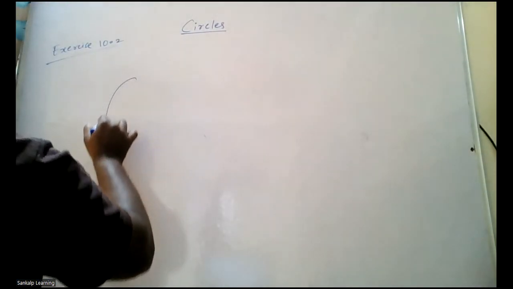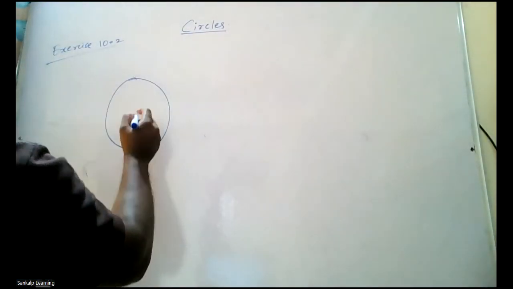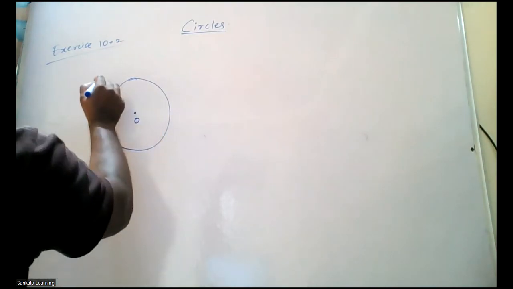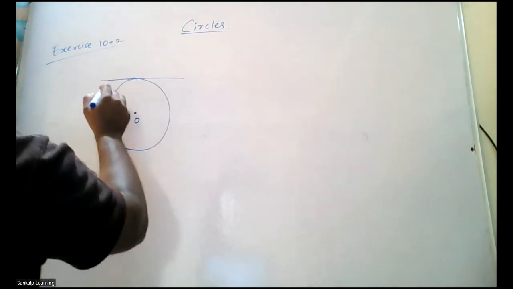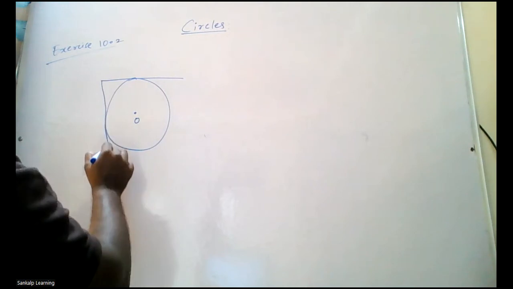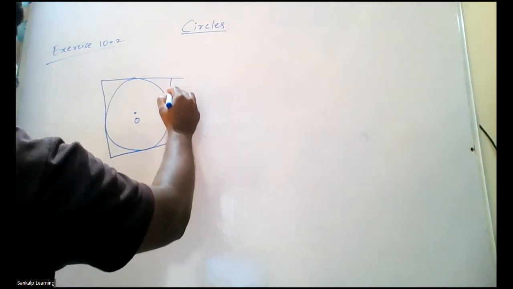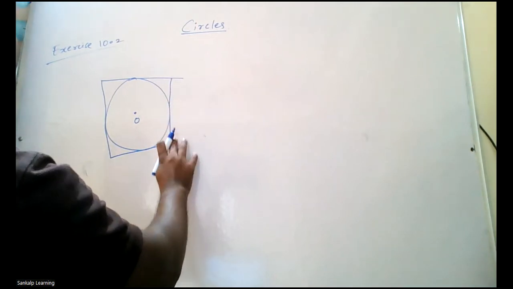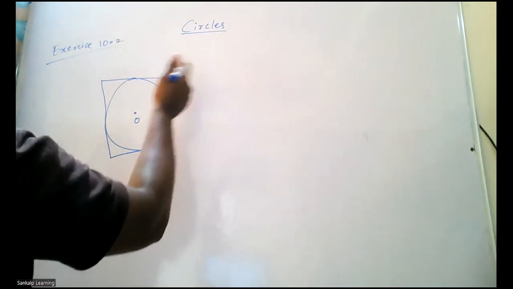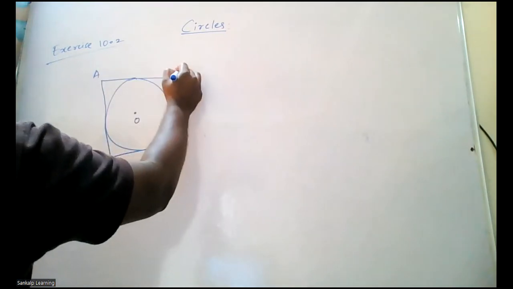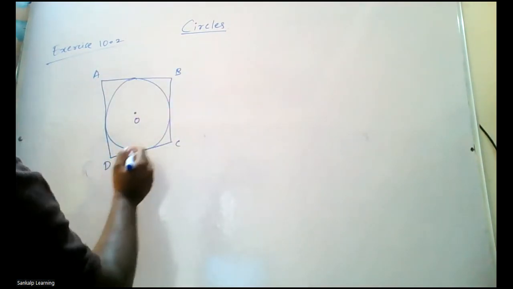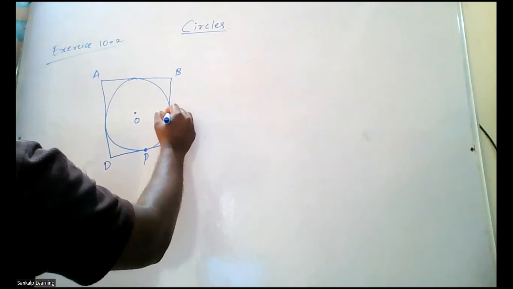Let's draw a circle with center O. And let's take a quadrilateral circumscribing the circle. Something like this. Let me take it like this. Okay. A, B, C, D. The points where they touch, let me take as P, Q, R, S. This is a quadrilateral circumscribing a circle.